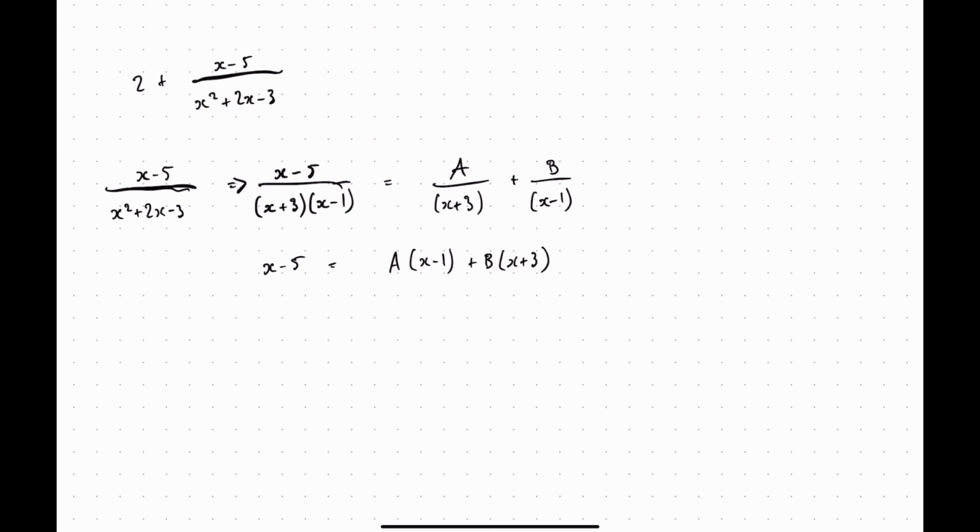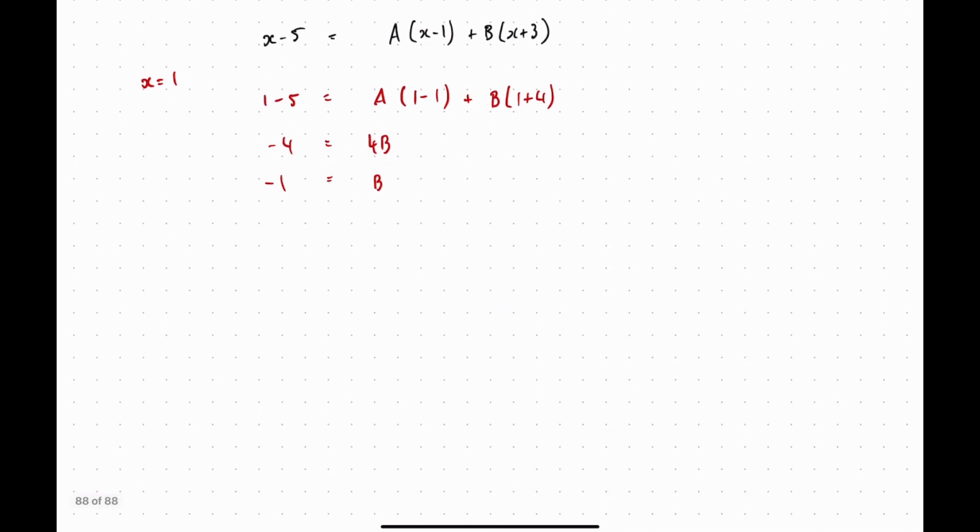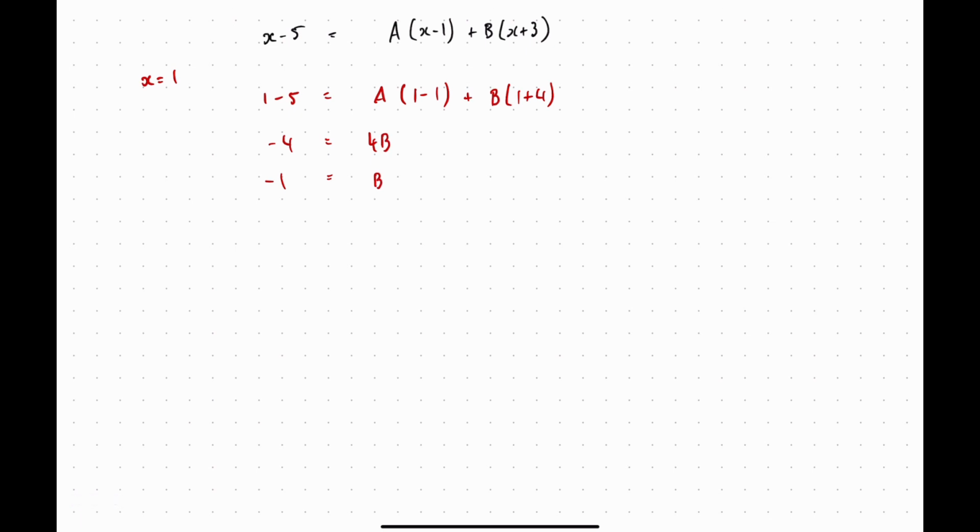The value of x that will cancel out for a is x equals 1, so 1 minus 5 is equal to a lots of 1 minus 1 plus b lots of 1 plus 3, giving me 4b is equal to minus 4, so b is equal to minus 1. I then need to find my a term, so I'm going to use x equals minus 3 to cancel out the b, which gives me minus 3 minus 5 is equal to a lots of minus 3 minus 1 plus b lots of minus 3 plus 3, so it's going to disappear, giving me minus 8 is equal to minus 4a, so a is equal to 2.